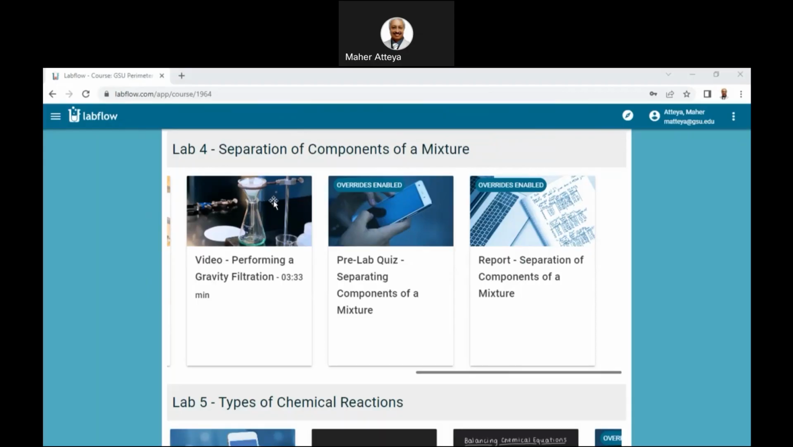We'll open the PDF just to show you the first one, the theoretical background, and then we'll go for the actual experiment. We'll do the actual experiment in Labflow. Let me just minimize this a little bit.